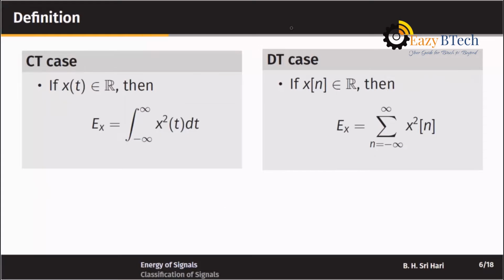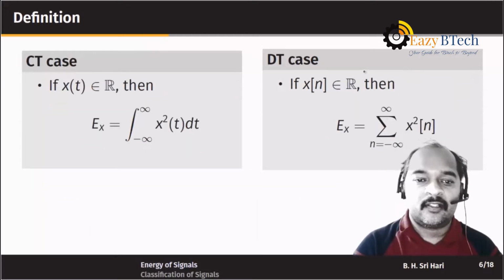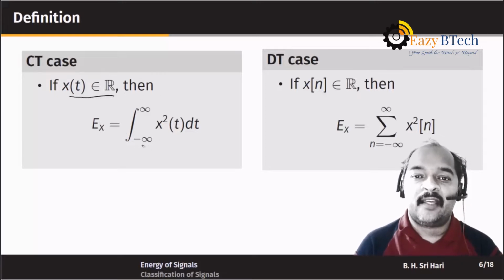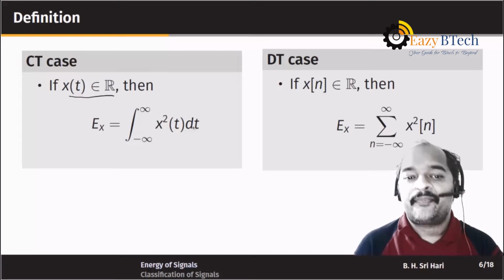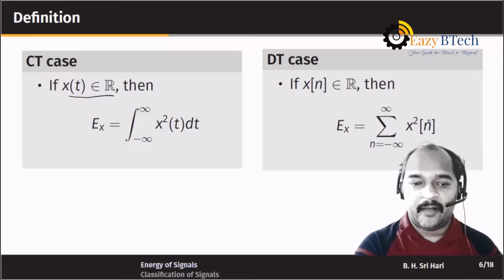So what happens if the signal x of t is real? In the previous definition, we assumed that in general x of t can be complex, but if the signal is real, the conjugate of x of t is the same as x of t, and hence you get x of t times x of t, which turns out to be x square of t. So if the signal x of t is real, then the energy for the continuous time case is the integral from minus infinity to infinity of x square of t dt. Even for the discrete time case, the same rule applies. Energy is defined as the summation from n equal to minus infinity to infinity of x square of n.